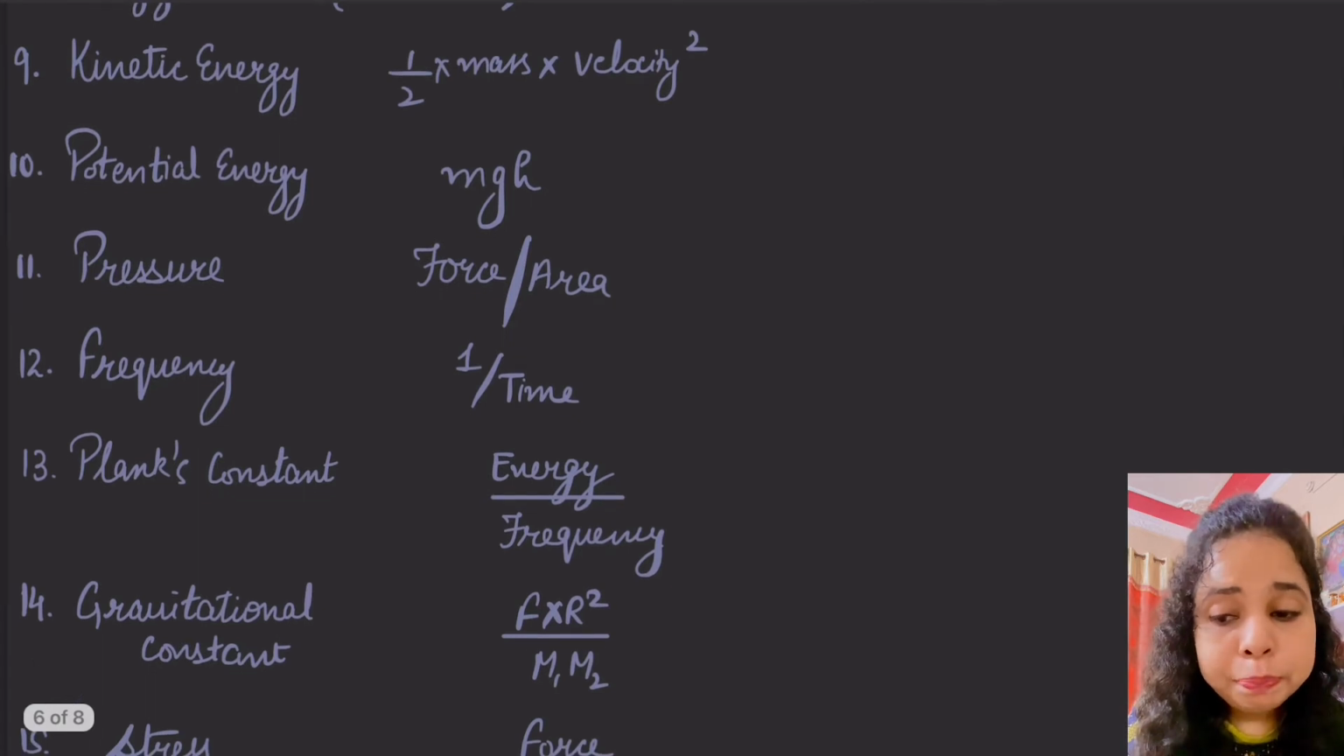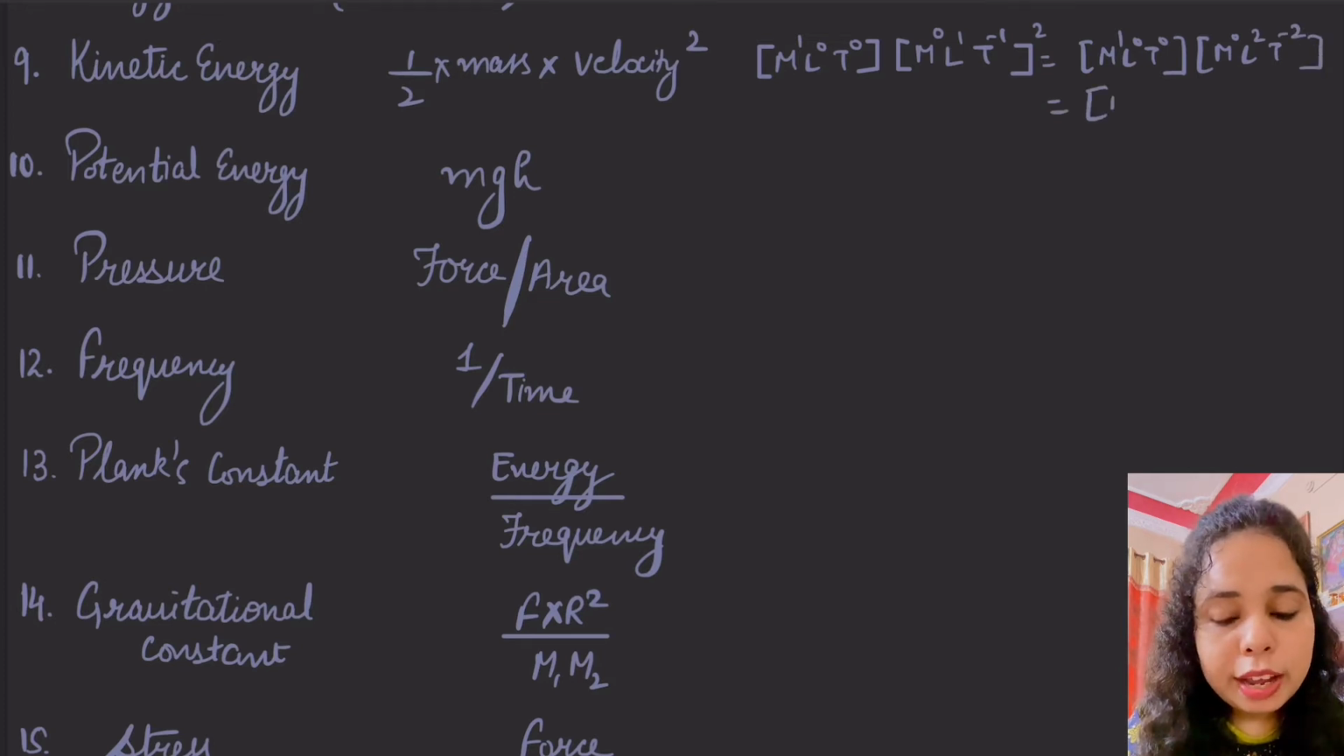Next we have to calculate the dimensional formula for kinetic energy. To find it, we have the formula half mv squared. Half is a numeric value, and for a numeric value we do not have any dimensions, so we will not write any dimensions for half. The dimension for mass is M^1 L^0 T^0 multiplied by the dimensional formula for velocity, M^0 L^1 T^(-1), whole squared. So we are left with M^1 L^0 T^0 multiplied by M^0 L^2 T^(-2). On combining, we have the dimensional formula M^1 L^2 T^(-2). So this is the dimensional formula for kinetic energy.